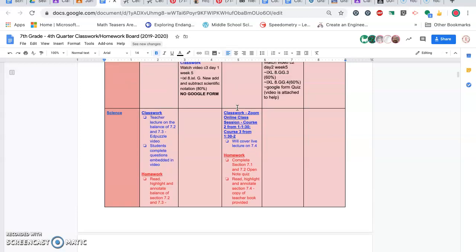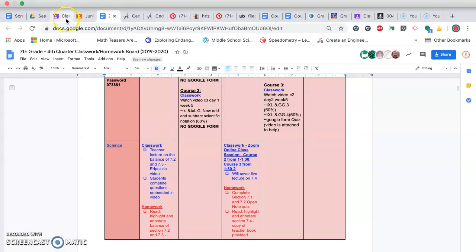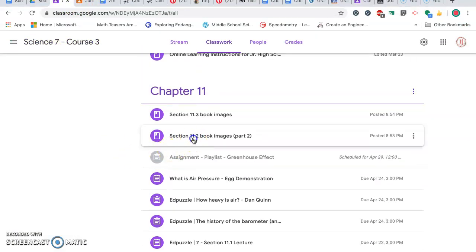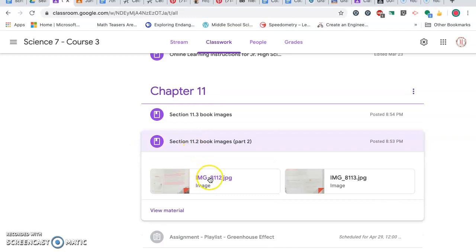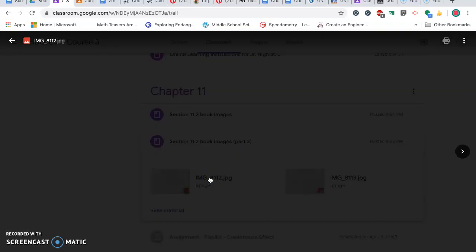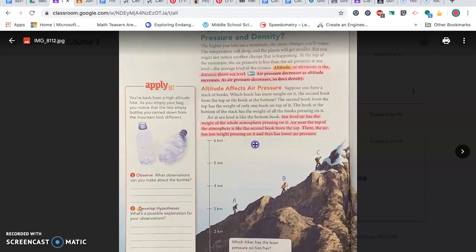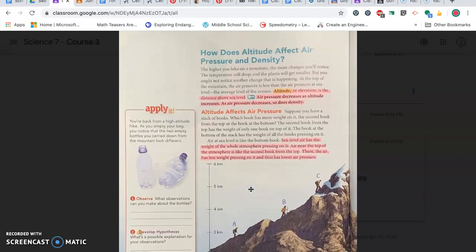All right, so let's get going on the balance of 11.2 and 11.3. So we are again moving through this kind of quickly because I just want you to have an idea of what the atmosphere is made up of, what some of the characteristics of it are. And so this is finishing up section 11.2 where we start to look at how does altitude affect air pressure and density. And basically, the general rule with altitude, and this makes sense.